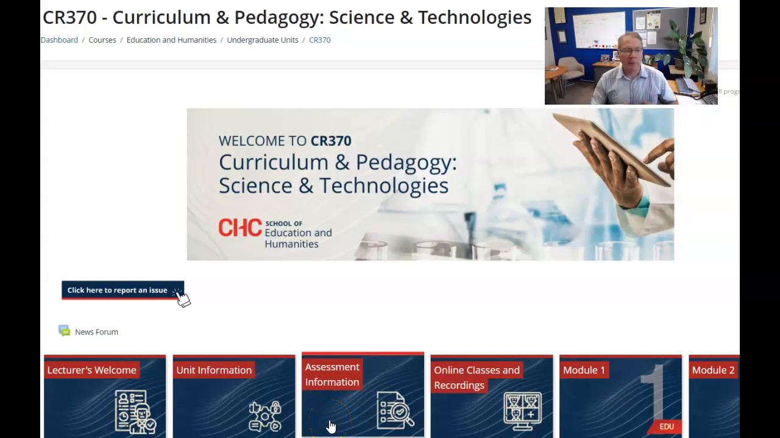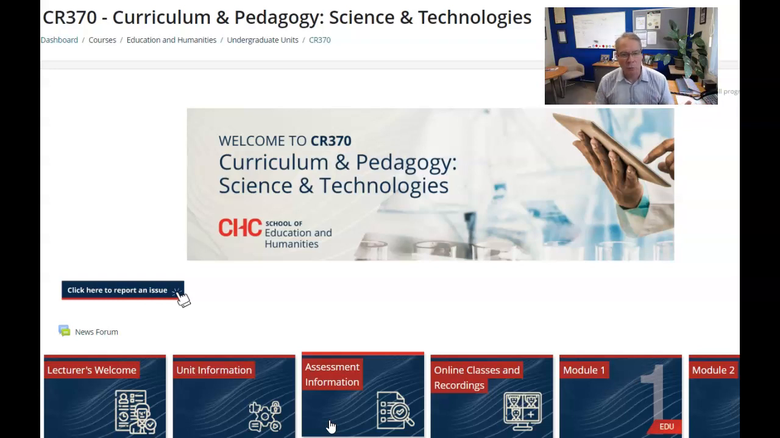Welcome to CR370, the final unit of science and technology as part of your degree. So this unit is putting it together, and like other units, it's very practical, and you should walk out of this unit with a folio of works that you can utilize in the classroom, and hopefully you've developed those very practical skills of running science and technology lessons.